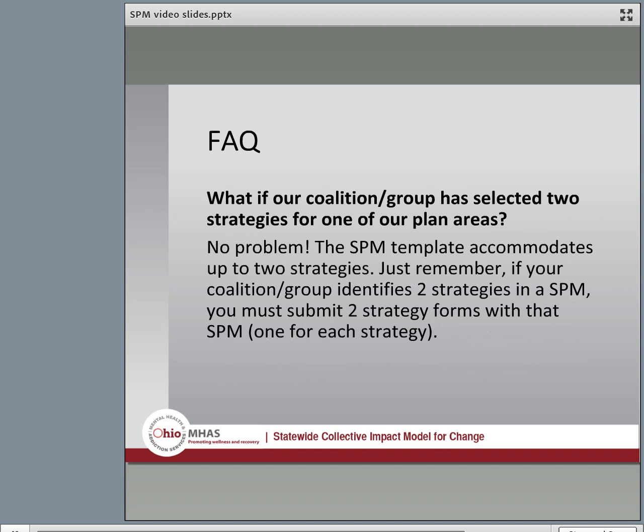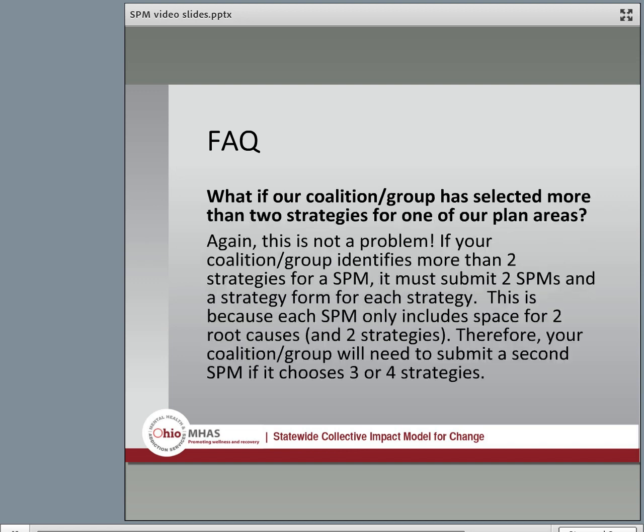If you've selected 2 strategies for one of your plan areas because you identified 2 root causes, this is not a problem. The strategic plan template accommodates these 2 strategies and your 2 root causes. But if you have 2 strategies, you must submit 2 strategy proposal forms for that specific strategic plan map, one that addresses each of the strategies identified.